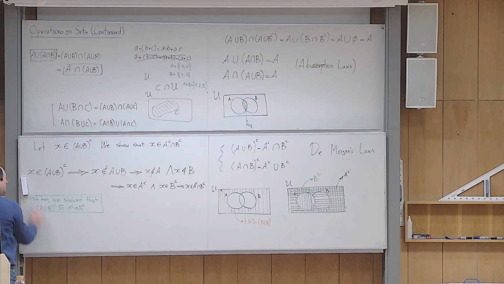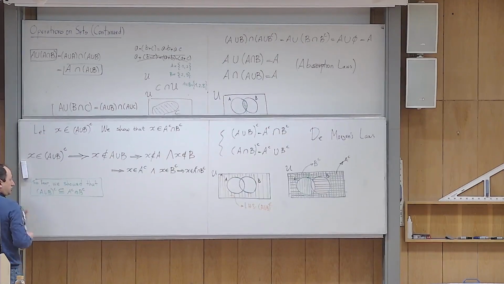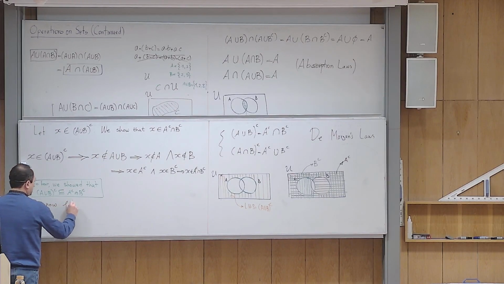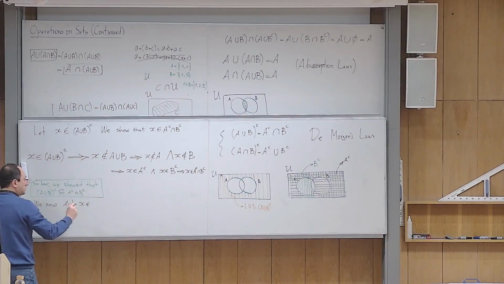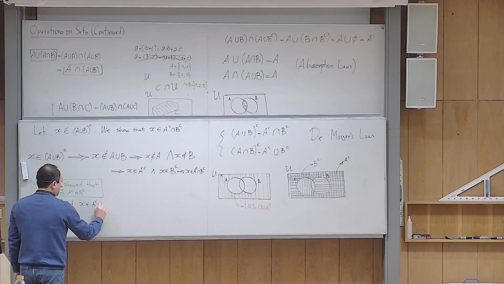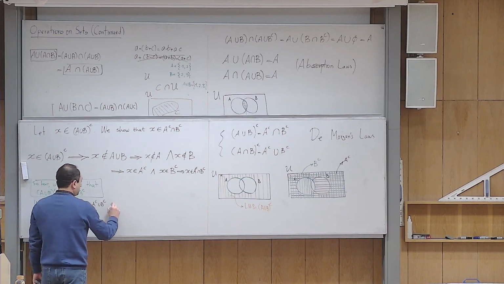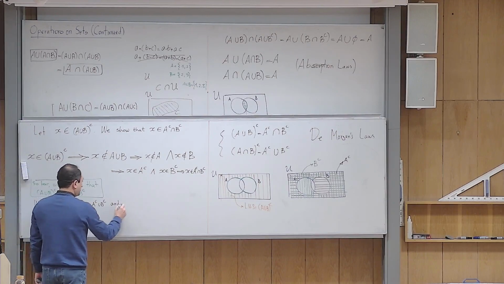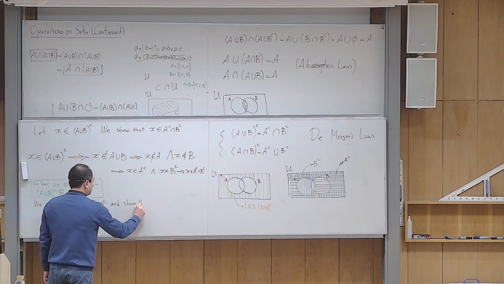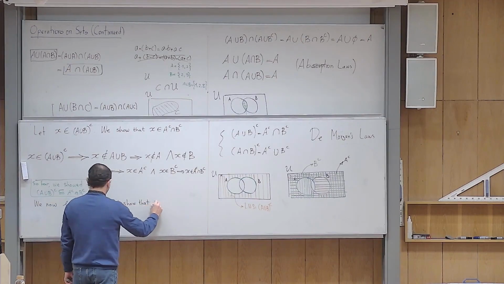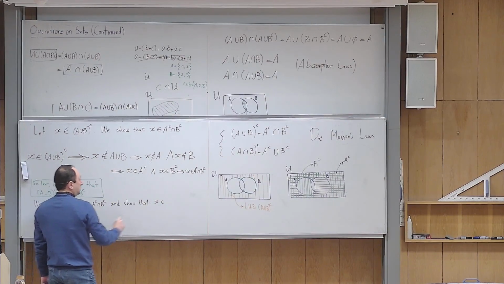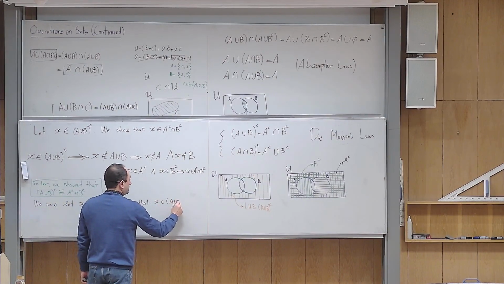So what should I do? This time, we let x belong to the right-hand side and show that x belongs to, oh sorry, this is not union, this is intersection. X belongs to A union B complement.